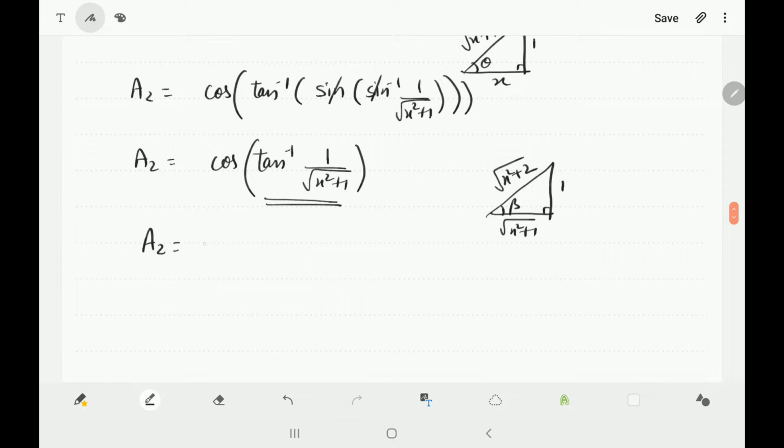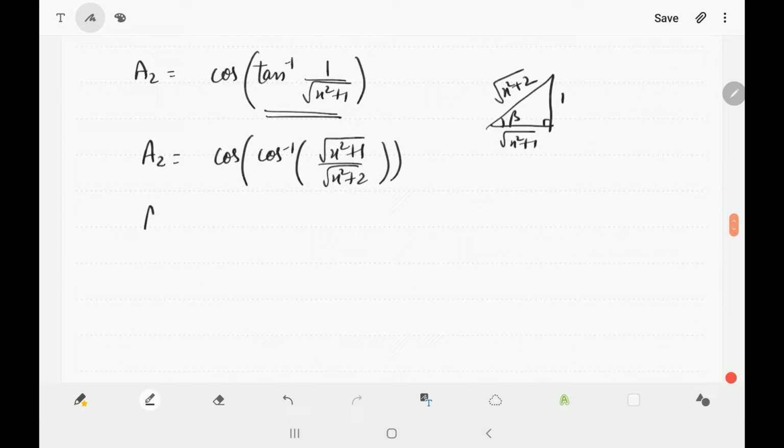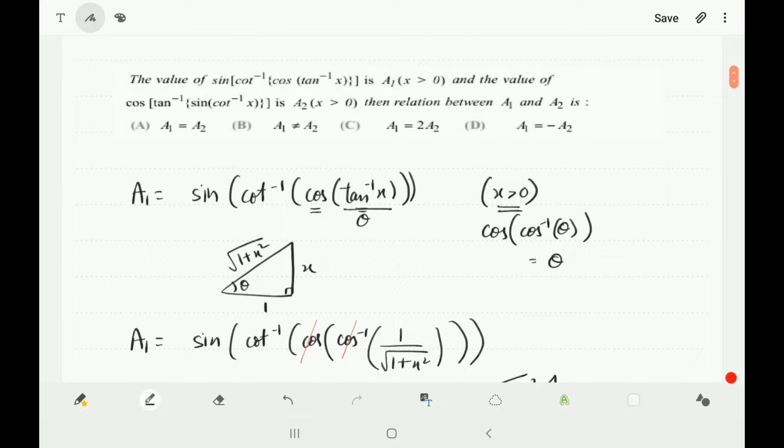Now because outside is cos, we'll be writing cos inverse. So cos inverse under root of x square plus 1 upon under root of x square plus 2. Is this clear? So cos will cancel cos inverse. So a2 will be under root of x square plus 1 upon x square plus 2. If you see, a2 and a1 both are the same, isn't it? Because a1 is also under root of x square plus 1 upon x square plus 2, and a2 is also under root of x square plus 1 upon x square plus 2, and hence the answer of this problem is option A.